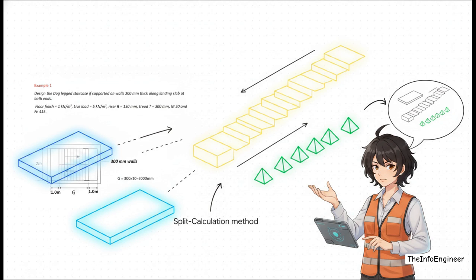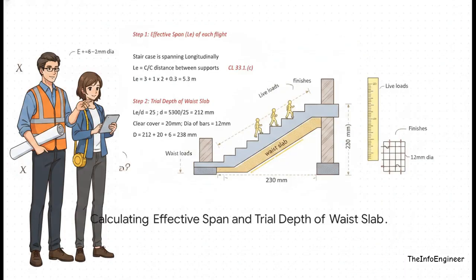Instead, we use the split calculation method. We essentially mentally deconstruct the staircase into 3 distinct, highly measurable components: the landings, the waste slab, and the triangular steps themselves. But before we can measure the waste slab, which is that structural spine running right beneath the steps, we have to know its thickness.